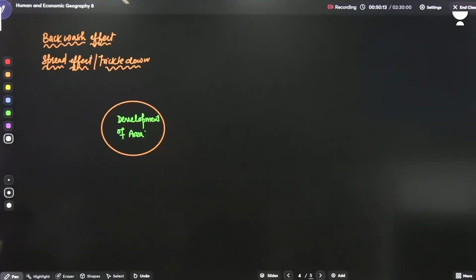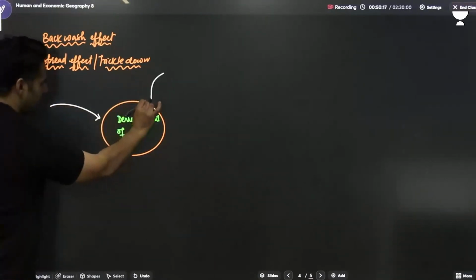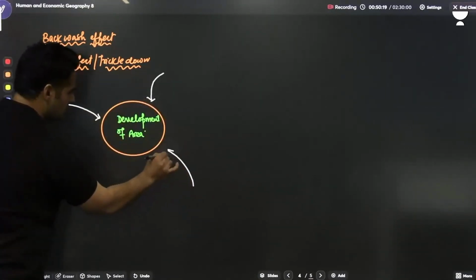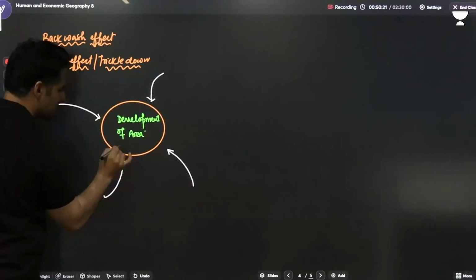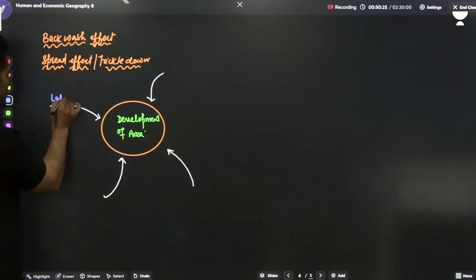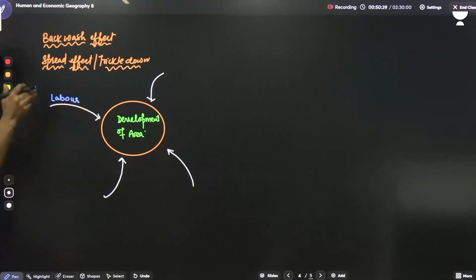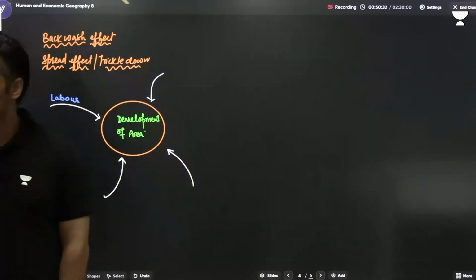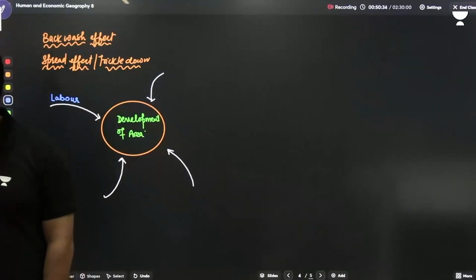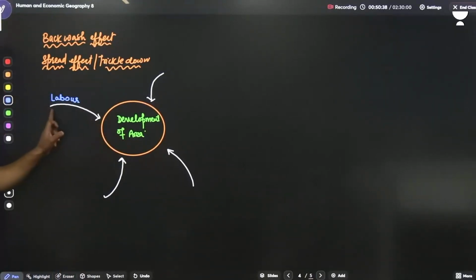So it means whatever labor was available in Punjab, Haryana, UP or Rajasthan, whatever areas are there, where will this labor move? To Delhi. Where was this labor required? In Punjab, Haryana, UP, to develop their own states. But where is this labor moving now to? Delhi. So it means the development of Delhi results into the backwash of surrounding areas.